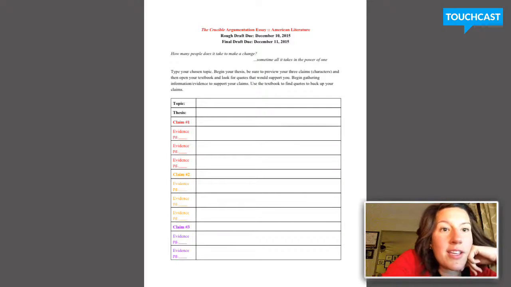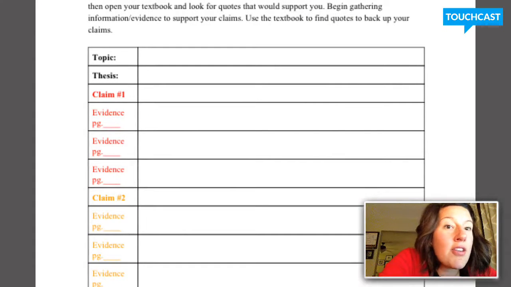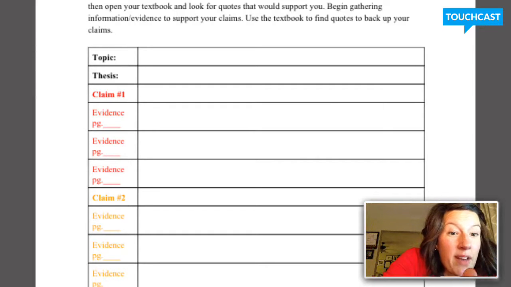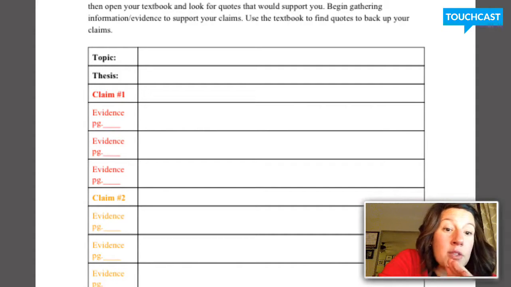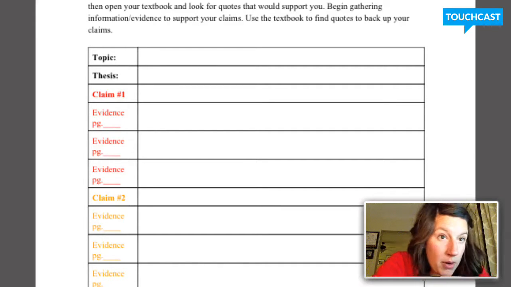And what you are working on today, which I have 50 seconds to get through, is picking your topic, typing your topic, starting your thesis the best you can, and then your claim number 1. Like I just gave you the example of Abigail. Okay, and then you're going to go through the actual play with a textbook and start finding quotes that would support that idea. Support the idea that Abigail has let her greed blind her to actual justice.